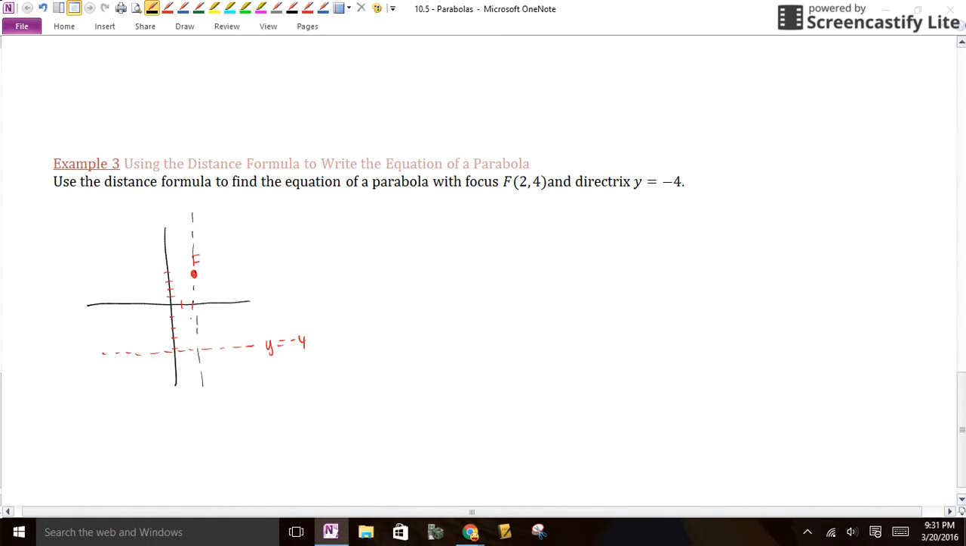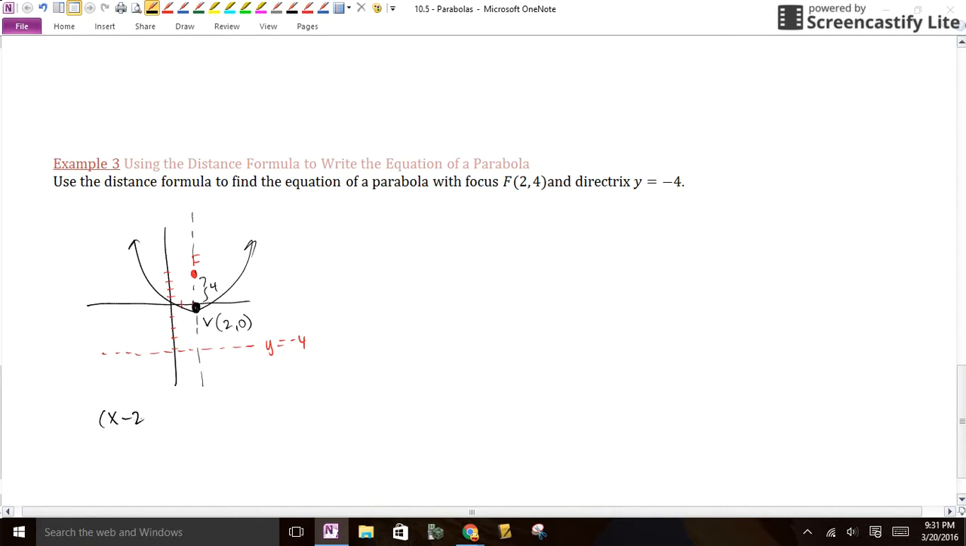So if that's 8 units, then 4 away, the vertex must be sitting right here. I know my drawing isn't that great, but that's got to be the vertex, (2, 0). And now I already know that this thing's got to look like this. I already know the p-value is 4, and I also know that it's in the y direction. So guess what? I got the equation already.